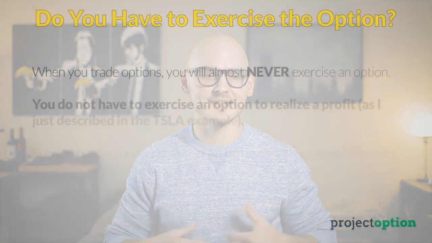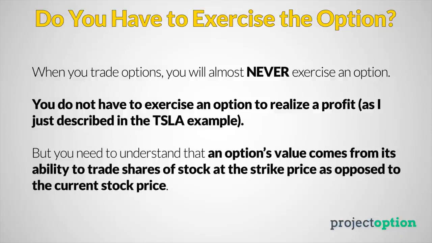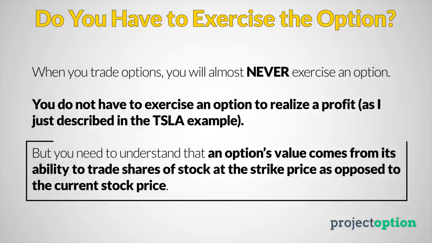But we need to discuss something that's extremely important, and it's a major sticking point for options trading beginners. And this is that when you are trading options, very rarely will you actually exercise the option to purchase shares of stock at the called strike price and then sell them at the current market price, as I just described in this Tesla example. The reason I described it like that is because as an options trader, you have to understand where the prices are coming from and why the price changes make sense.